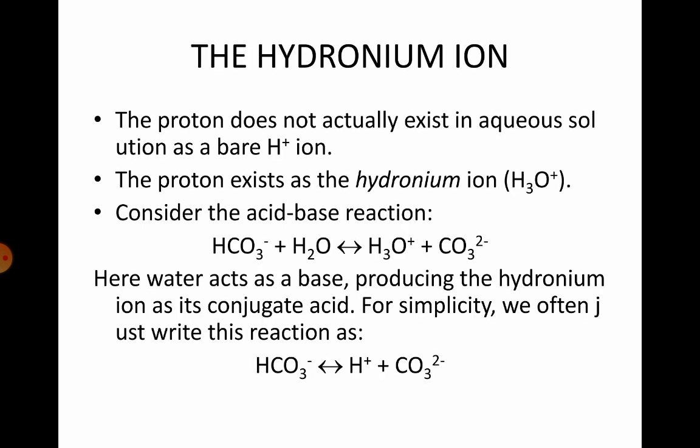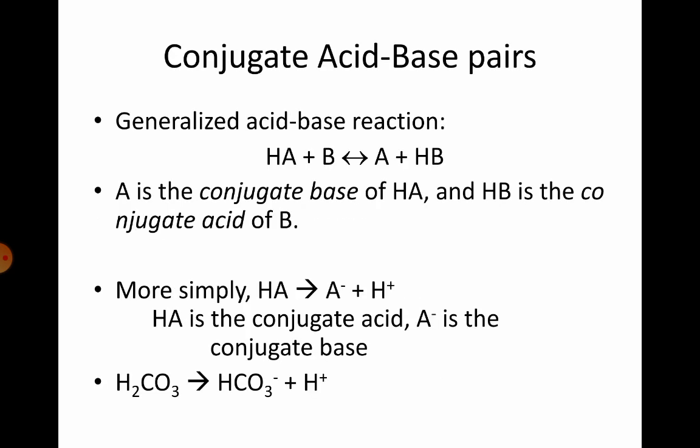For simplicity, we often just write the reaction as HCO3 minus giving H plus plus CO3 2 minus. The conjugate acid-base pair: the generalized acid-base reaction is HA plus B gives rise to A plus HB, as A is the conjugate base of HA and HB is the conjugate acid of B. More simply, HA is A minus plus H plus. HA is the conjugate acid and A minus is the conjugate base.